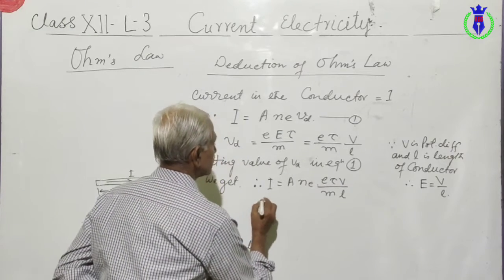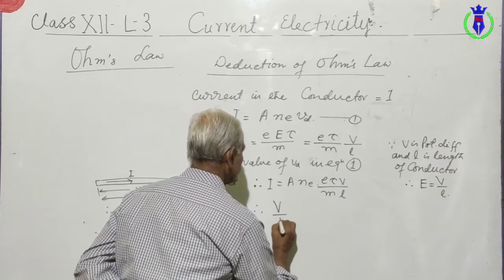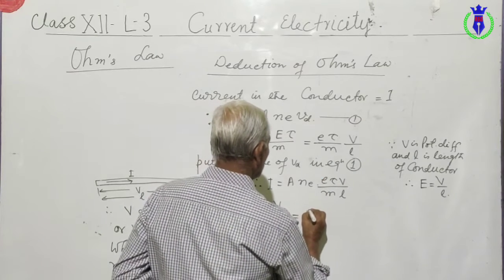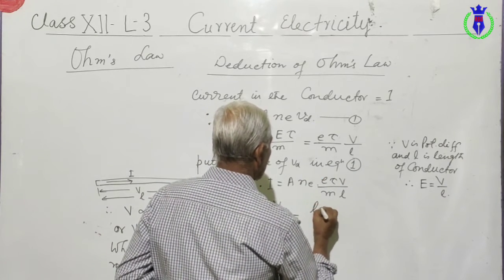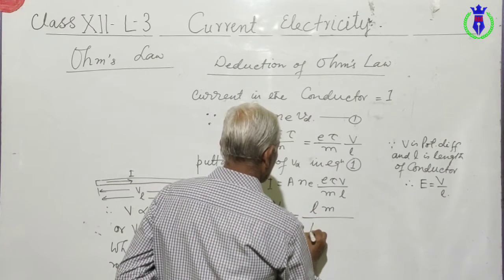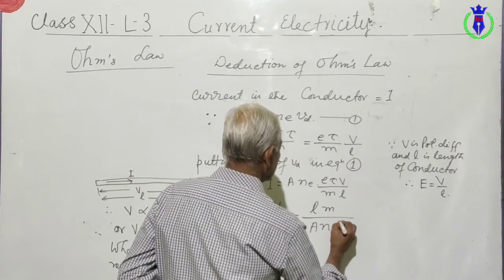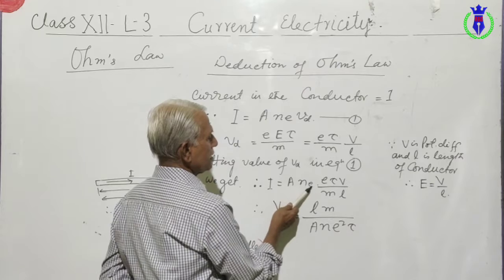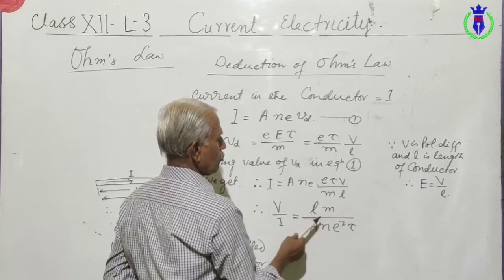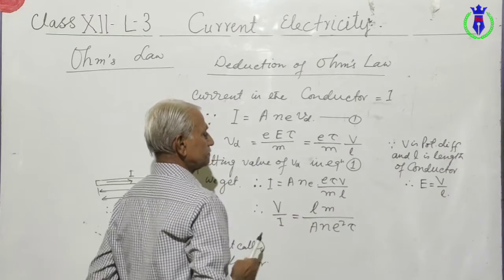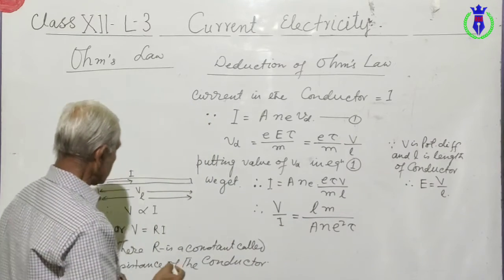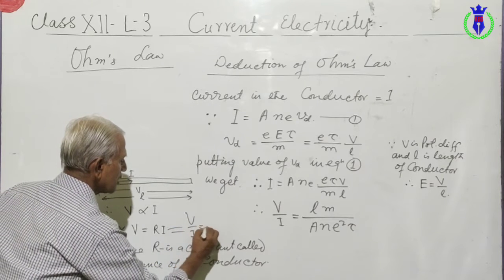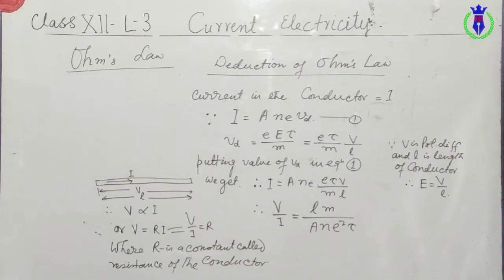And therefore V upon I is equal to L m upon A n e square tau. ये n e square tau ml ऊपर गया और V upon I. From here we see that V upon I is a constant R in Ohm's law.